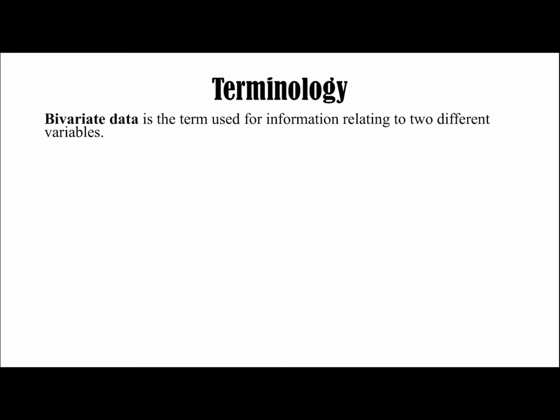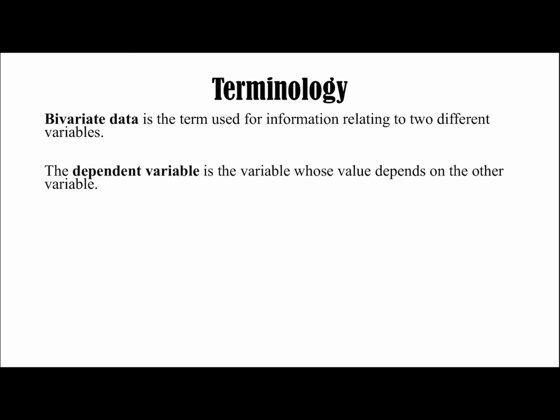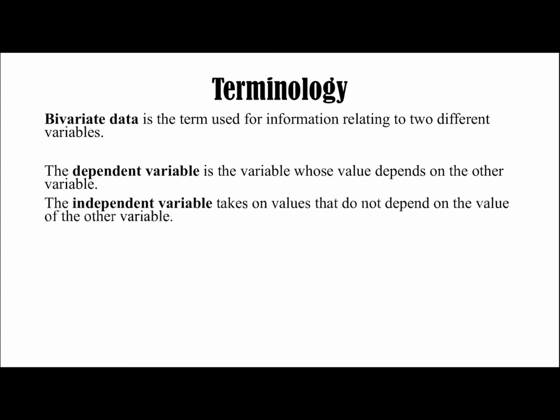When exploring bivariate data, it is necessary to identify which of the two variables is the independent variable and which is the dependent variable. The dependent variable is the variable whose value depends on the other variable. The independent variable takes on values but does not depend on the values of the other variable.